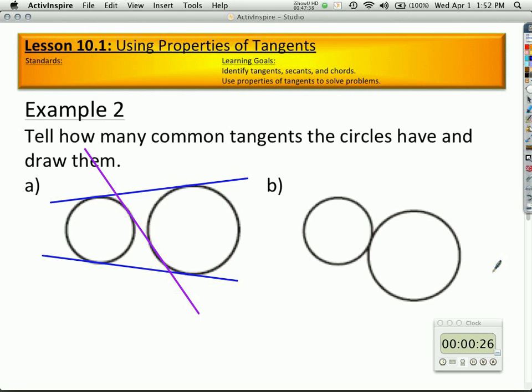You've got 30 seconds to try and find as many common tangents as possible.